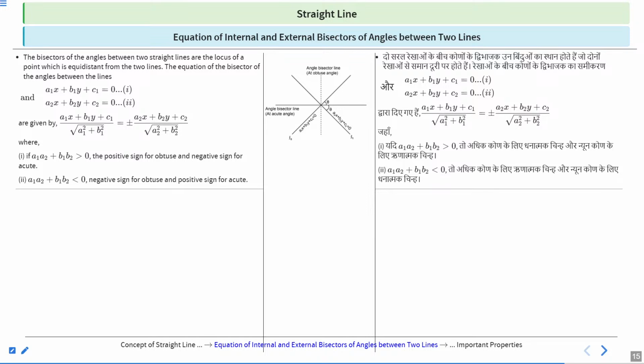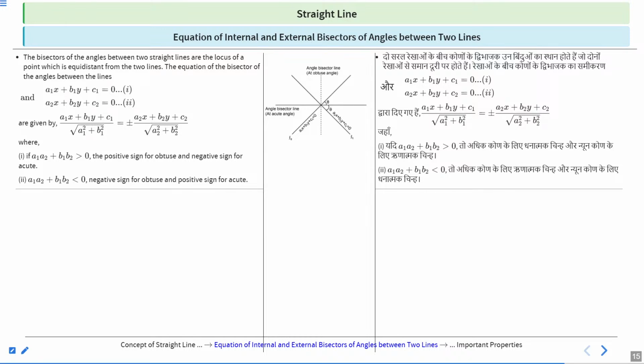Therefore, the bisectors of the angles between two straight lines are the locus of a point which is basically equidistant from the two lines, right? The bisectors are basically equidistant from the two lines. The equation of the bisector of the angle between the lines, where we have two lines a1x plus b1y plus c1 equal to 0 and a2x plus b2y plus c2 equal to 0, right?